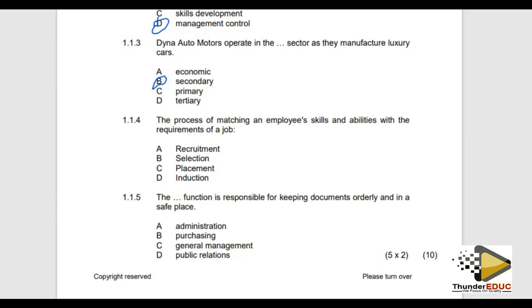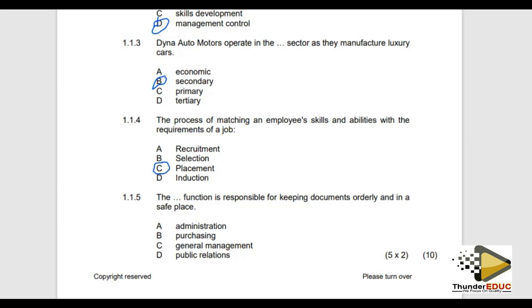Then we have placement. Placement normally takes place after the interviews and after the induction. This is when the candidate starts his duties. Induction is orientating a new candidate to know all the corners of the company. It also introduces this new candidate to already existing members of the company. So the matching of employee skills and abilities with the requirements of the job can be addressed under placement, because as much as I explained what recruitment, selection, and induction entail, the appropriate answer is C.